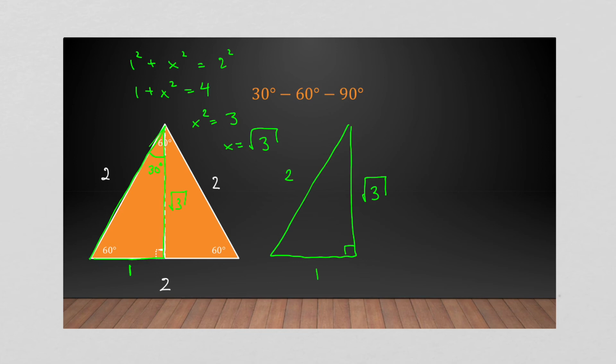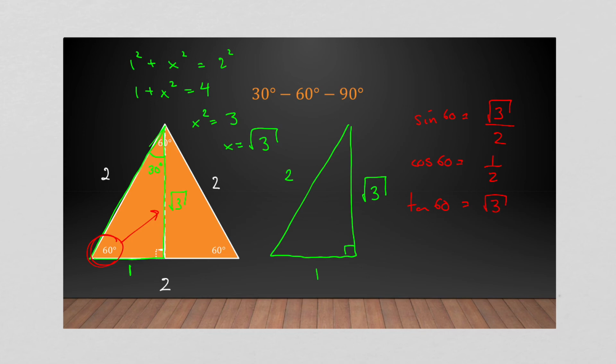If we're going to use the 60 degrees, opposite over hypotenuse, so sine of 60 degrees is root 3 over 2. Cosine of 60 degrees is 1 over 2. And tangent of 60 degrees is equal to root 3 over 1, so root 3.